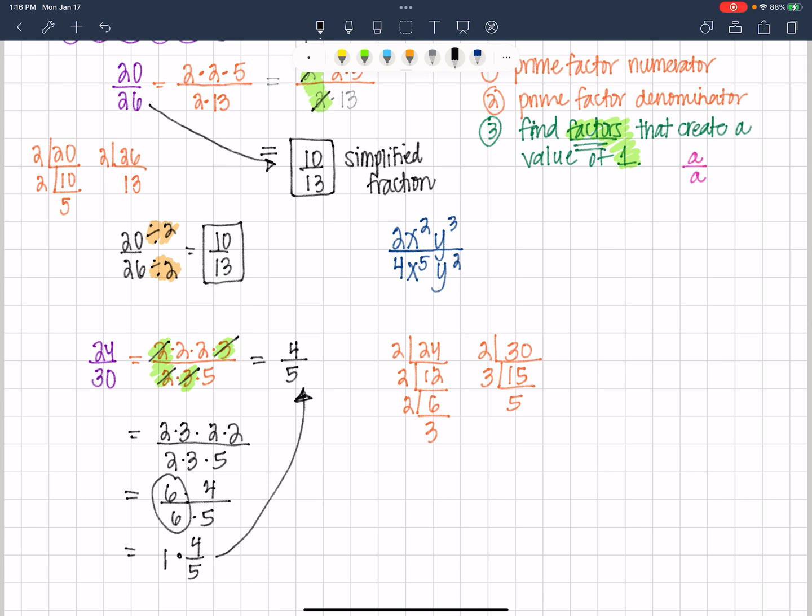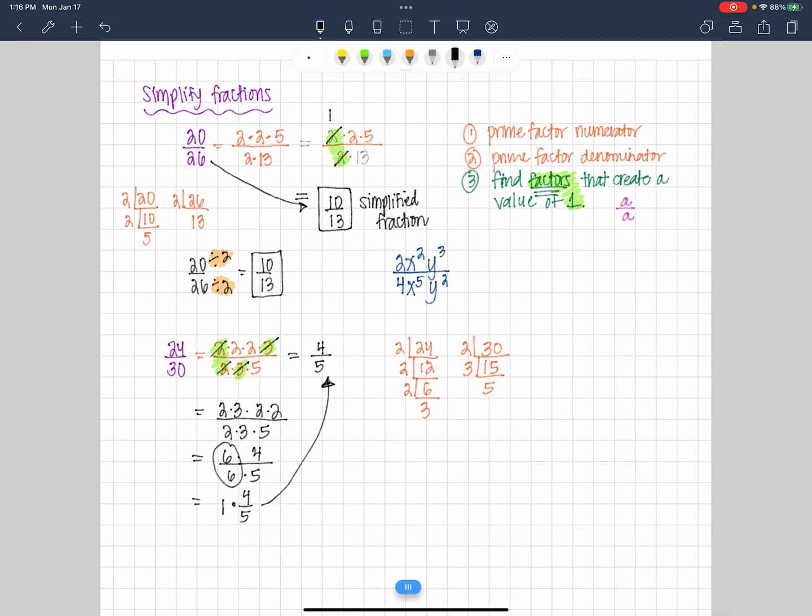And this works very well with multiplying fractions. So once we know how to simplify fractions, it helps us when we're multiplying fractions. So that's what we're going to do next, is we're going to multiply some fractions together. We'll do some multiplying, dividing, and addition, subtraction.